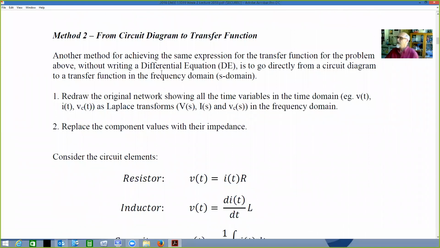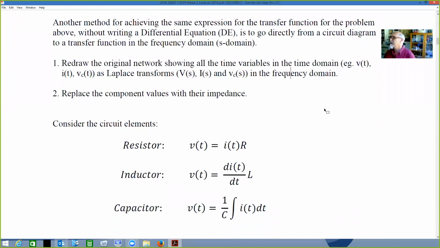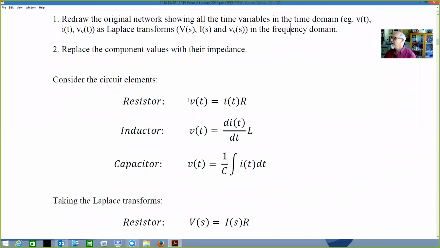So in this way, we can redraw the original network showing all the variables, particularly the time variables, in the time domain. So V of t, voltage with relationship to time, that's the overall source voltage. I, the current as a function of time, and the voltage across the capacitor as a function of time. As Laplace transforms, V of S, I of S, and VC of S in the frequency domain. So replace the component values with their impedance. So we go through, and here's for our resistor, here's for our inductor and capacitor. And these are all just from definition. So it's just fundamental knowledge.